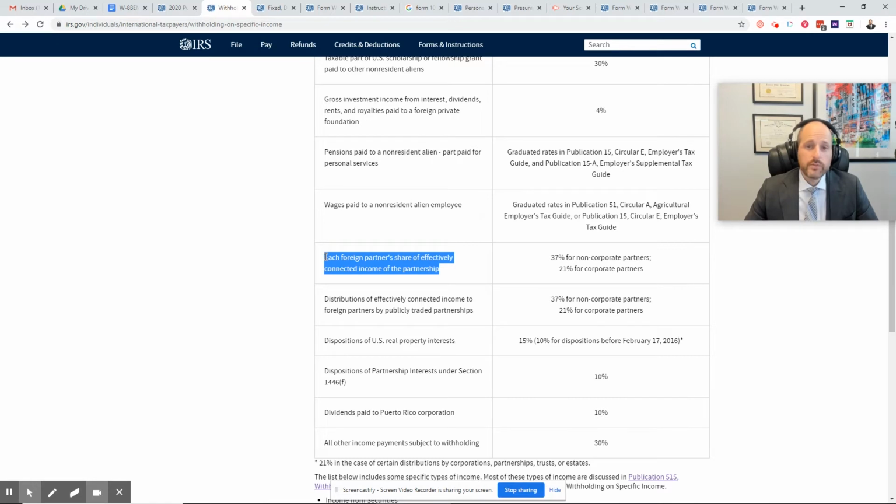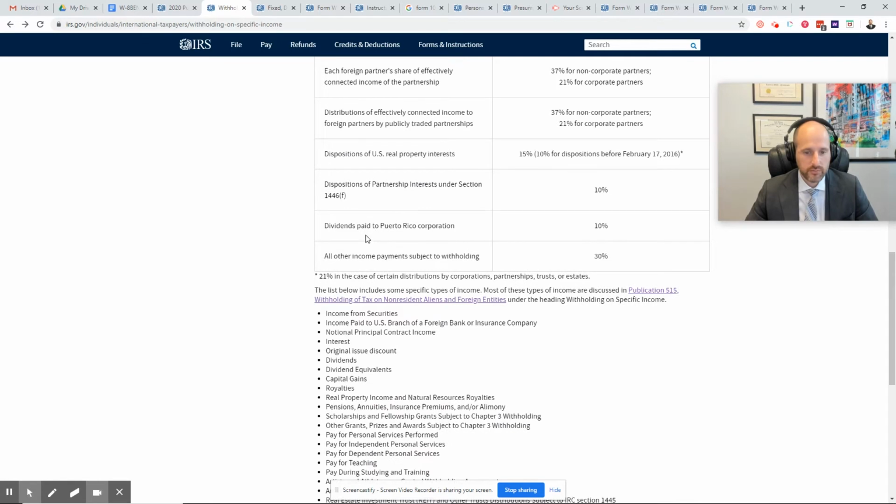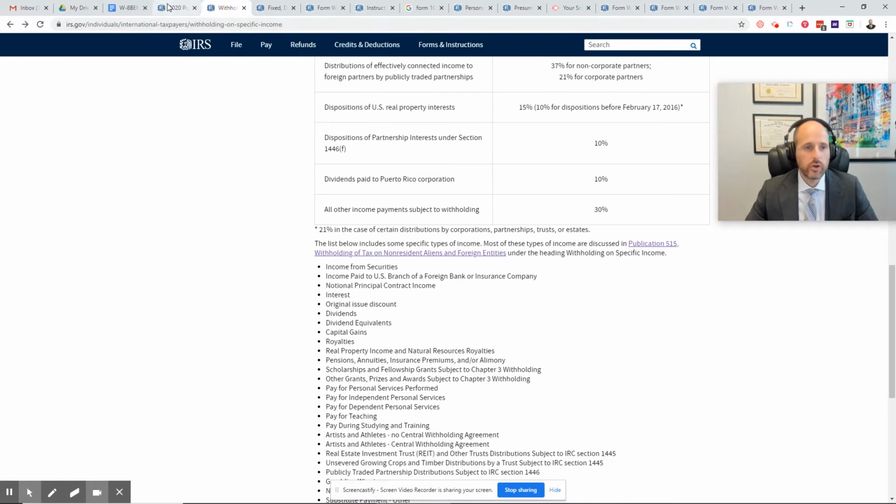So when you have a U.S. partnership with foreign partners, it says here 37% is required to be withheld for non-corporate partners, for individual partners of a U.S. partnership, if it's a U.S. tax-paying partnership, and then 21% for corporate partners. And this is the same thing: partnership, disposition of property, disposition of partnership interests, dividends, and then all other payments subject to withholding. And a lot of those are FDAP. So the list below includes some specific types of income. Most are discussed in Publication 515 under the heading withholding on specific income. So let's jump back to 515.